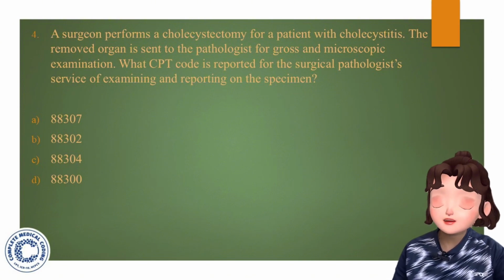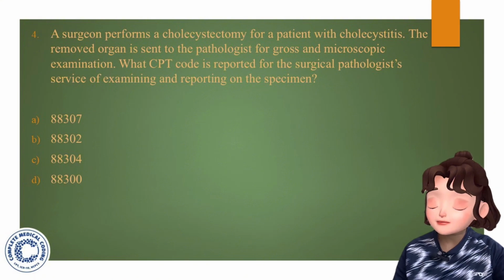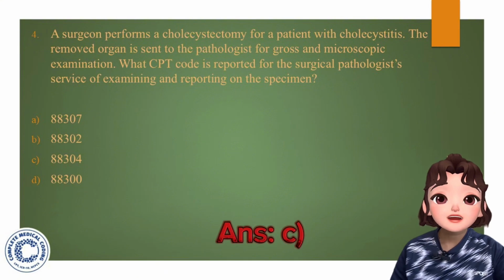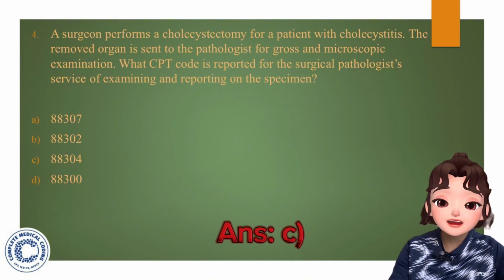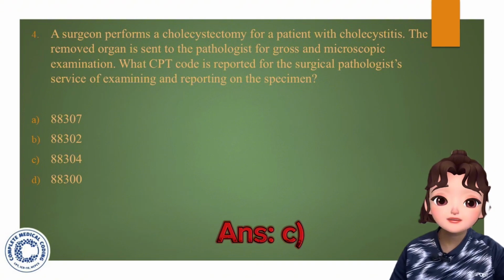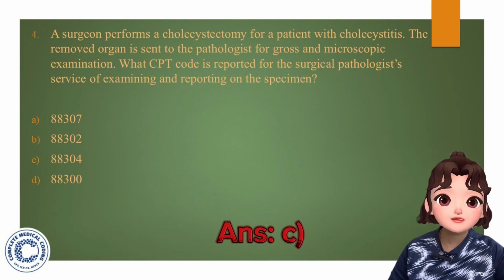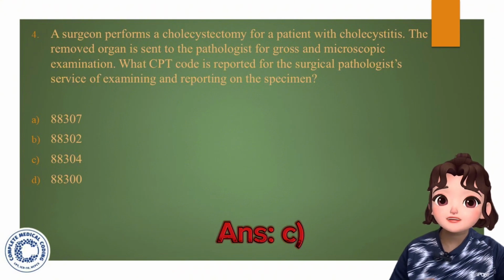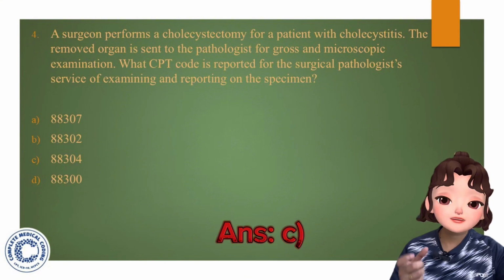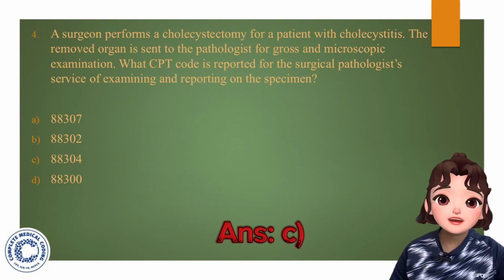And if you check 88307, there is also no gallbladder. So for the removal of gallbladder, or cholecystectomy, surgical pathology, gross and microscopic examination, the correct answer is option C, 88304. In that list, you will identify the presence of gallbladder. So for cholecystectomy, you have to code the surgical pathology code 88304. This is how you need to find the CPT codes for surgical pathology. For that you need to know some medical terminologies, otherwise you cannot answer this question.